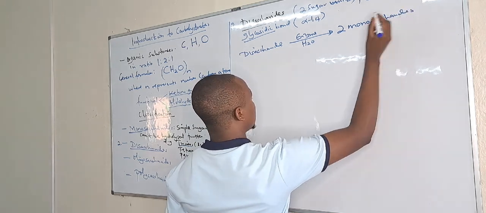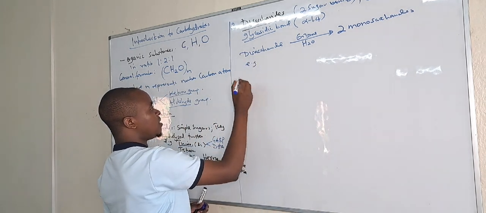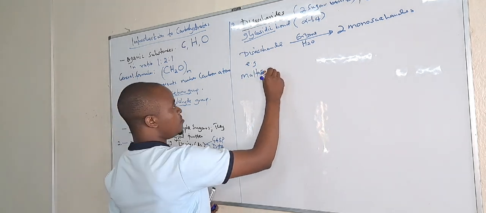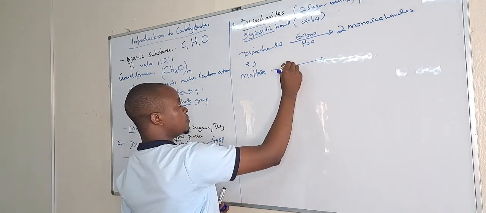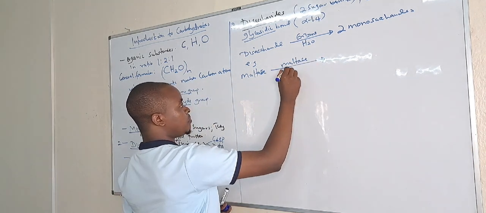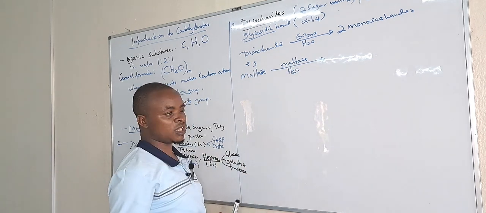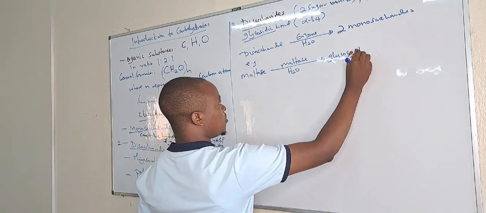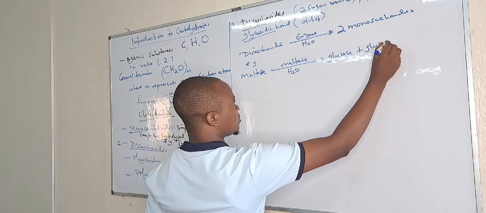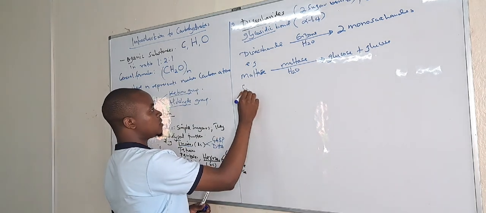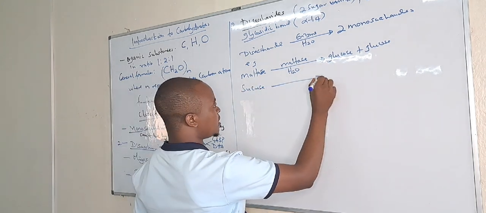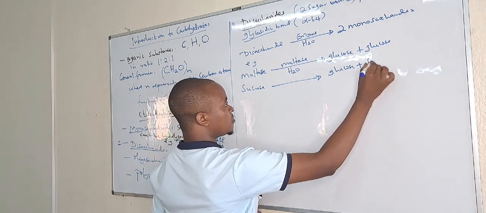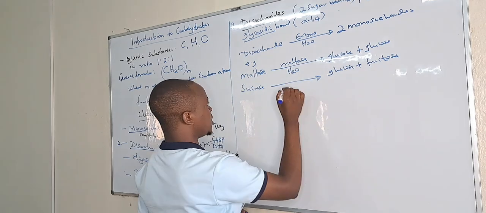For example, if I have maltose, this maltose can be hydrolyzed by maltase enzyme in the presence of water. That is a hydrolysis reaction, and we are able to form two molecules of glucose, glucose plus glucose. If you have sucrose, it can be hydrolyzed to glucose plus fructose in the presence of sucrase.